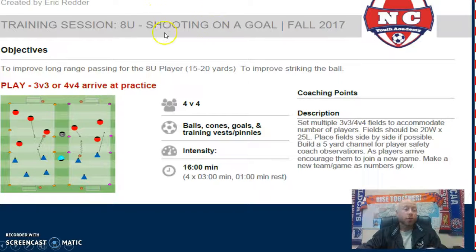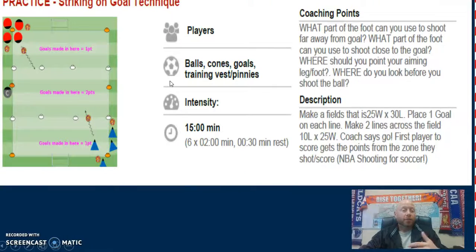So when we're shooting on goal, we want to improve our long-range passing from 15 to 20 yards. We're going to do this in our 3v3, 4v4, get them playing right as they arrive at the session, on as many fields as possible. Sort the players as they arrive. Try and make the teams appropriately balanced so that the competition will be maintained throughout the entire activity period. And you want to try and start to infuse some of the coaching methodology or guided questions related to going to goal. And so when we look at our first activity, this is just a striking technique going towards goal.